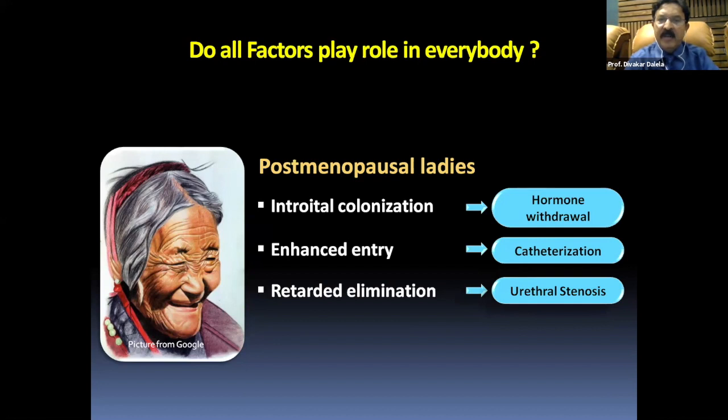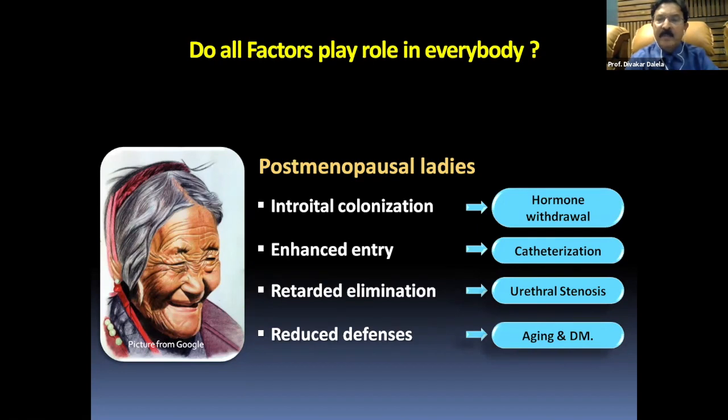Some of these ladies develop postmenopausal urethral obstruction, because of which they cannot void. So the bladder cannot eliminate bacteria. And many of them have diabetes, and because of aging, poor body resistance. So the point I'm trying to make through these three slides is that not everybody will have all these factors. In one person, one factor will be dominant; in another person, another factor may be dominant. And more often than not, there are 2-3 factors playing a role in the patient.